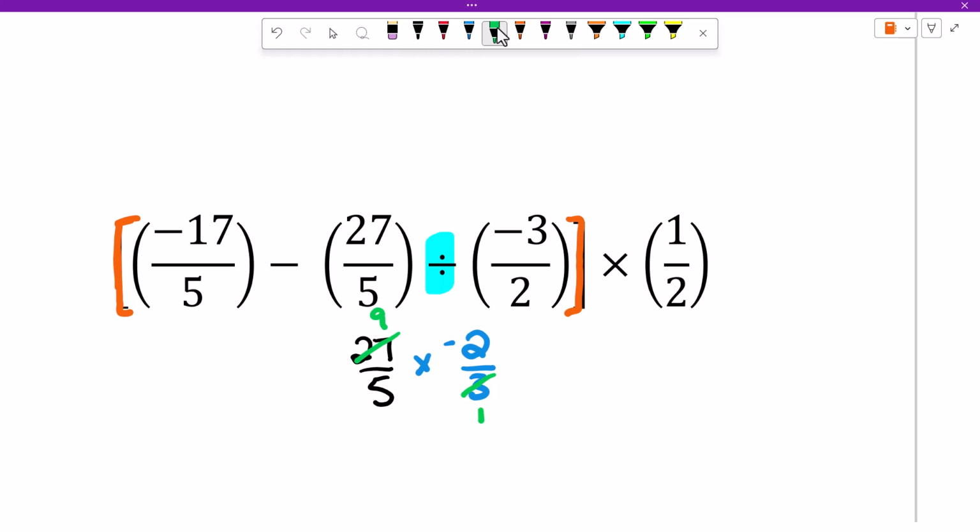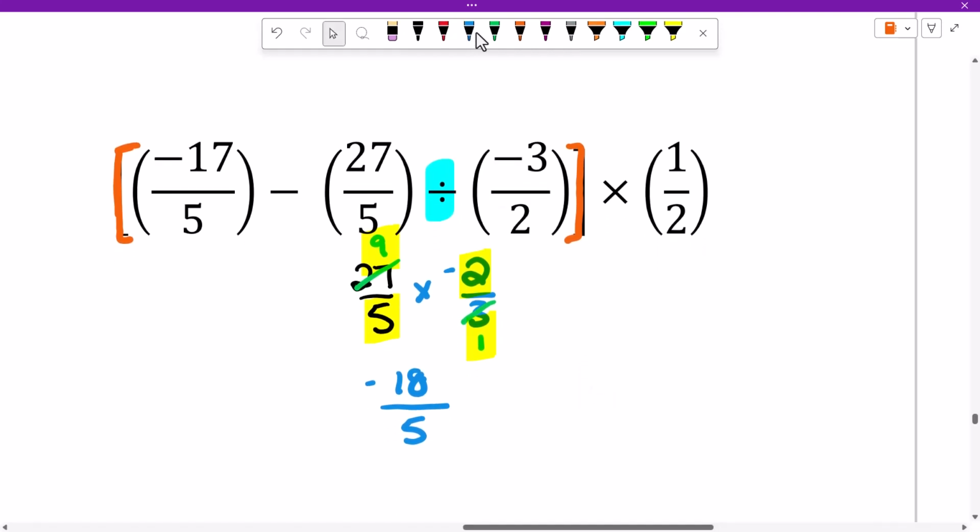Now we multiply these together. Are we going to have a negative number or a positive number as our final answer? Negative. Right, so we have a negative here. There you go. 9 times 2, which is 18, and 5 times 1, which is 5. So we have negative 18 over 5. So we're working vertically. We can see exactly what we're doing. We took in these two fractions and got it down to a single fraction. Now we move on to the next operation.